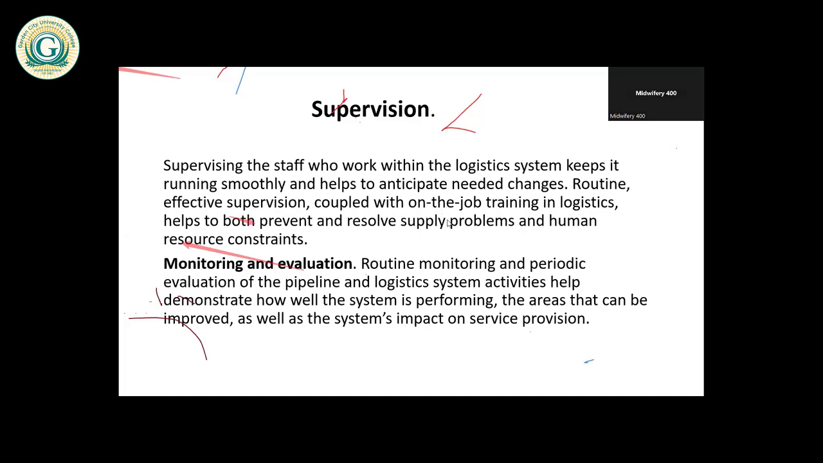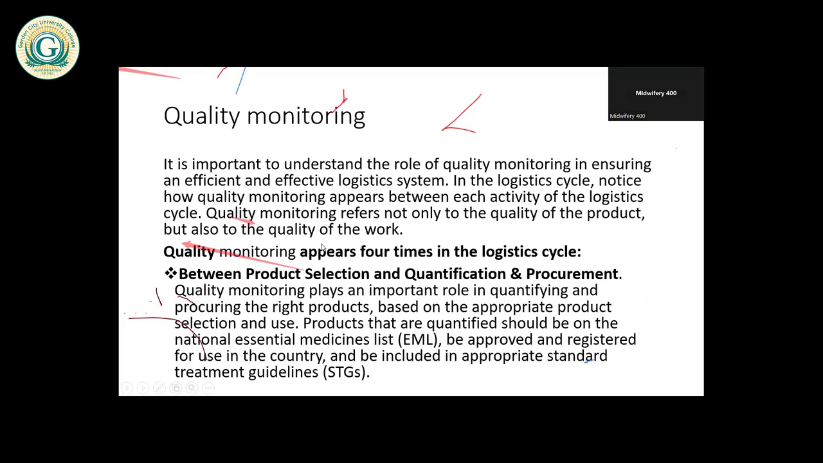Let's look at monitoring and evaluation. Routine monitoring and periodic evaluation of the pipeline and logistics system activities help demonstrate how well the system is performing, the areas that can be improved, as well as the system's impact on service provision. So as I indicated earlier, we need to monitor and evaluate our activities to see whether we are improving or where there is a need for improvement. So monitoring and evaluation here is very, very important. Let us look at quality monitoring.